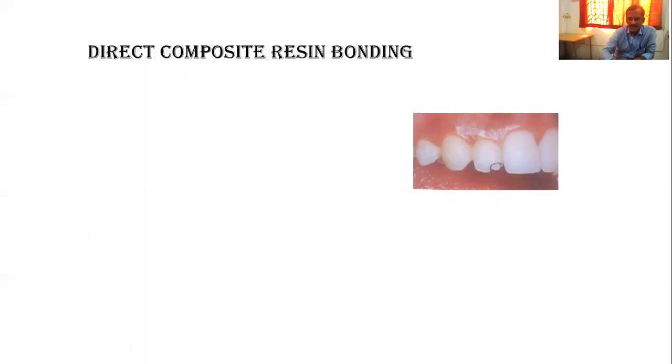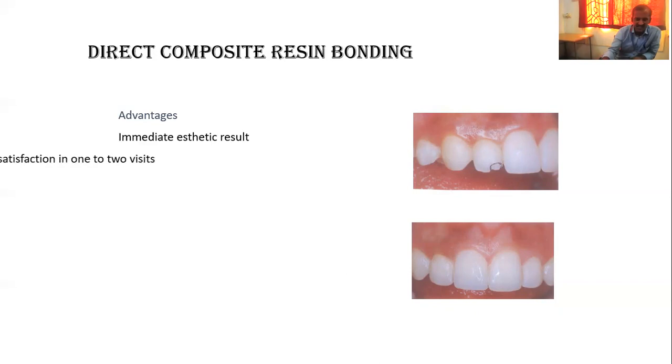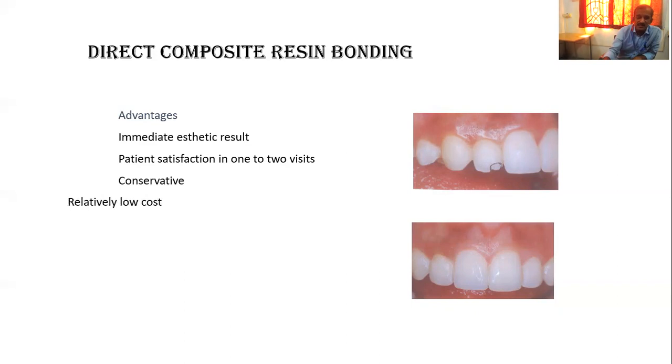Okay, can you see in this picture? You can see a fractured anterior tooth. That is your lateral incisor. And it is very readily treated with a simple filling that is called direct composite resin bonding. The advantage is you get an immediate result. Patient satisfaction is achieved in 1 or 2 visits. It is a more conservative mode of treatment and relatively low cost.